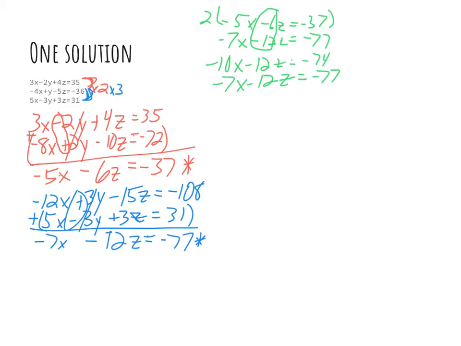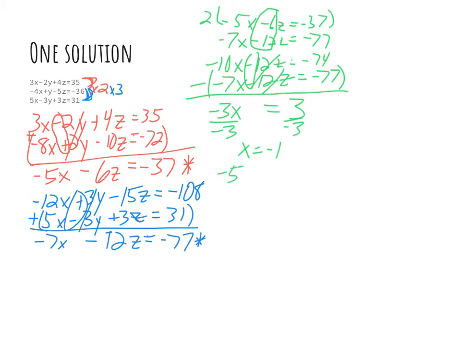Now you'll notice I have the same sign, so I have to subtract. Negative 10x minus a negative 7x turns into negative 10x plus 7x, giving me a negative 3x. Z's go away. Negative 74 minus a negative 77 turns into adding 77, which gives me a 3. Divide both sides by negative 3, and I get that x is a negative 1. So then I go back into one of my top equations up here, plug negative 1 in for x, and I solve for z.